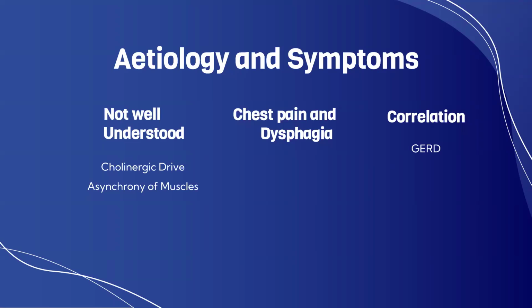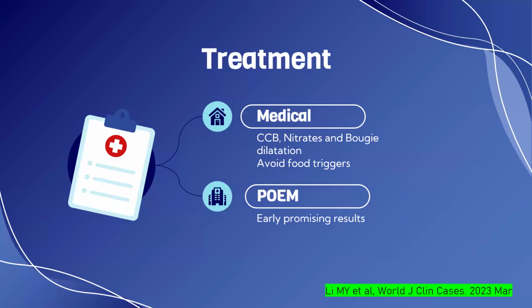There will be multi-peaked contraction, which is a common finding in these patients, and correlation with other conditions such as GERD is also something we have to consider. Similar to distal esophageal spasm, we can use medical management initially, avoiding food triggers. And POEM again, according to some studies, has shown early promising results.